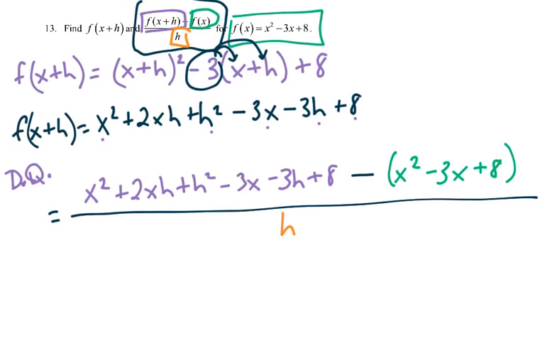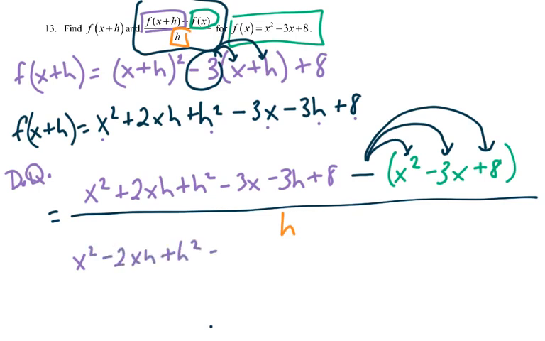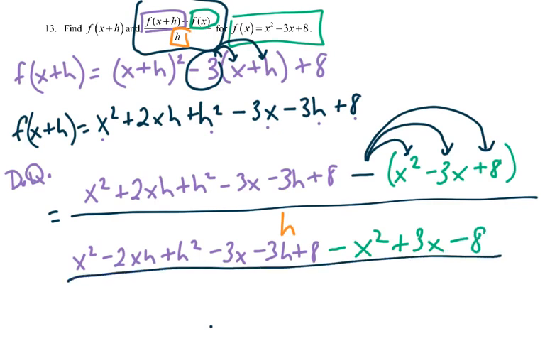Now I'm going to distribute the negation, or the -1, the assumed -1, to here. So I end up having x squared minus 2xh plus h squared minus 3x minus 3h plus 8 minus x squared plus 3x minus 8 all over h. I'm going to keep my colors the same. Now I can combine like terms.